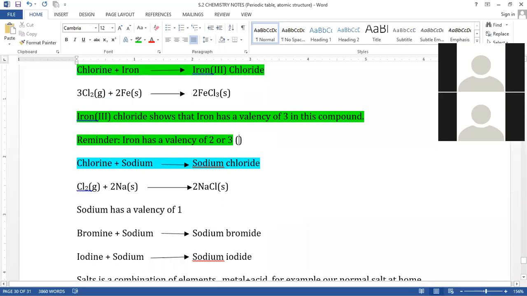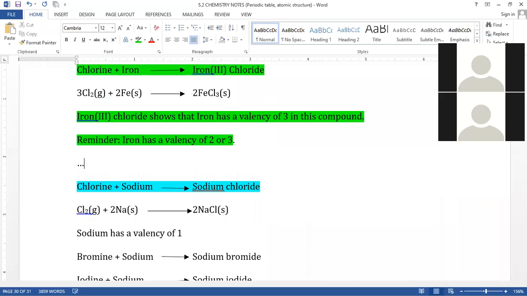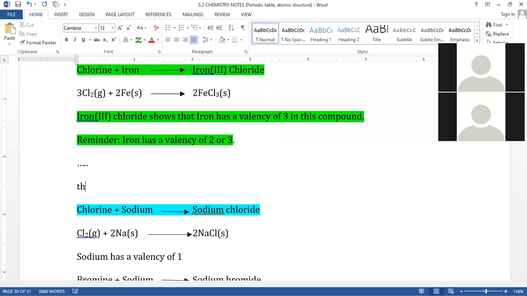Not really. It depends on the conditions for the reaction and what they are reacting with. For example, here you have not seen us mention that we get iron 2 chloride. We only get iron 3 chloride. So it depends on the conditions of the reactions and what they are reacting with, which product you are to get.